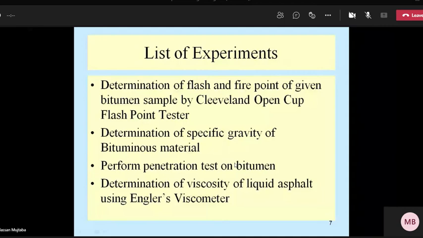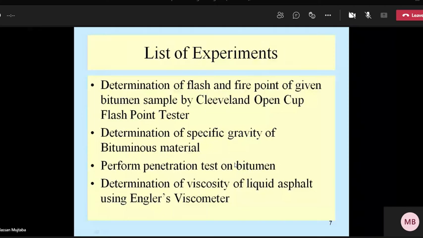Why is this test important? This test is important because when you have to transport bitumen from one point to another, you have to tell whether it contains flammable material or not. Or if you have insurance and unfortunately a fire breaks out, then to assess the fire hazards, what would be the heating temperature. Practically, the laborers working with the bitumen have to take into consideration that the temperature should not rise up to the flash or fire point.